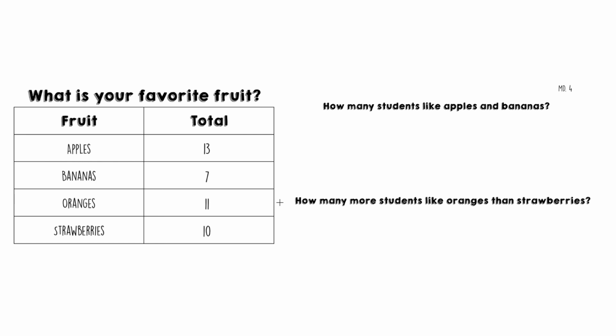Okay, and we're back. So, for the first question, how many students like apples and bananas? This is another question where you are going to add because we're combining the amount of students who liked apples and bananas. So, if you looked over here at our table, you should have noticed that we have 13 students who liked apples and 7 students who liked bananas. So, if we set up our addition equation, we would have 13 plus 7 equals.